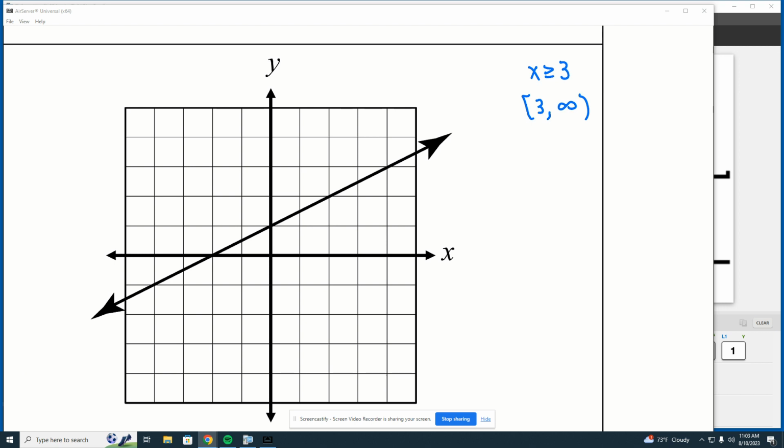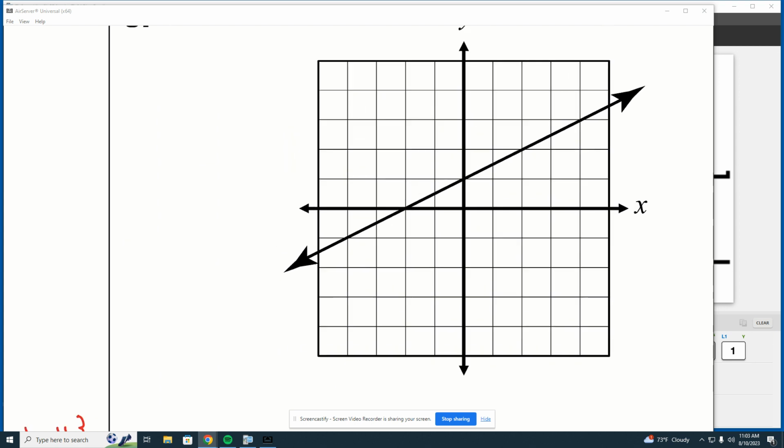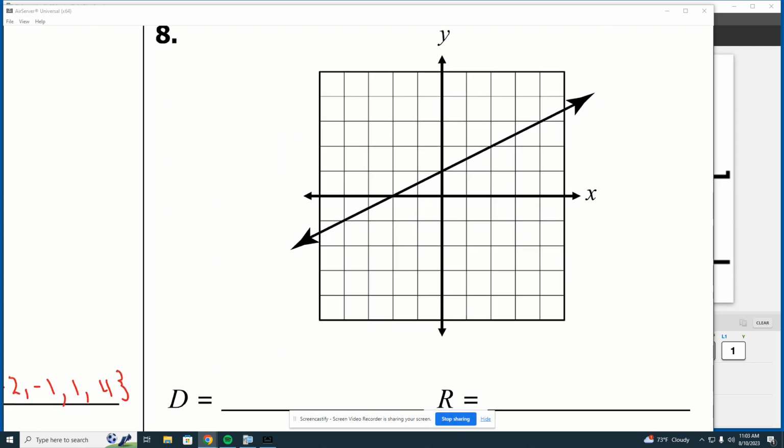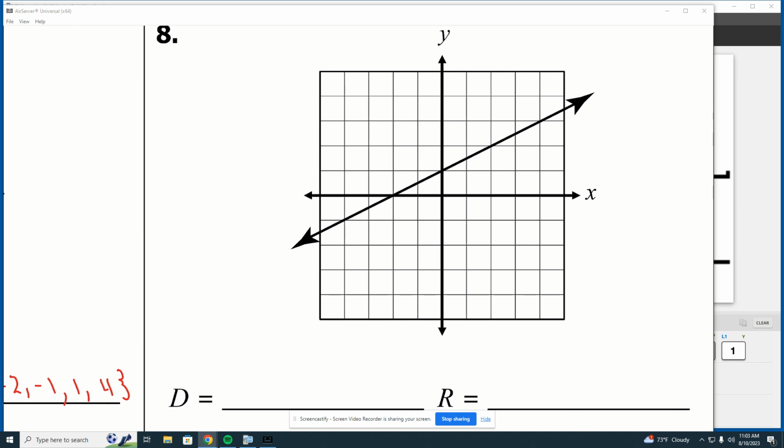Now, let me help you name these using interval notation. Look right here, the domain. Remind me, please, what's the domain? X. Guys, how far will this thing go to the left?